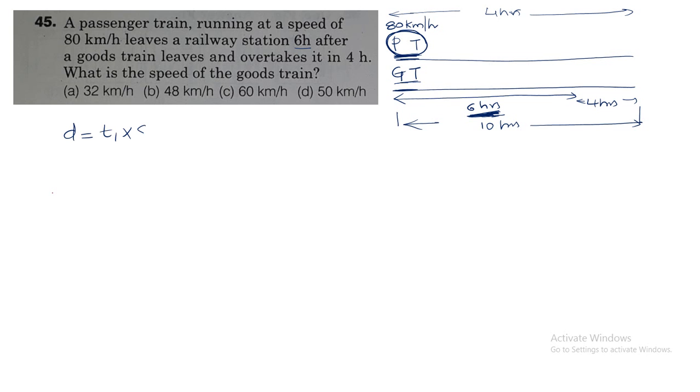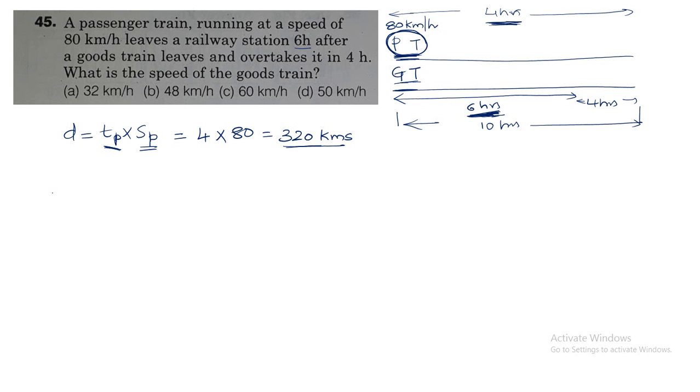So distance is equal to, what is the formula? Time into speed. Here I am going to take the time and speed of the passenger train. What is the time traveled by the passenger train? It totally traveled 4 hours, into what is the speed of the passenger train? It has given 80. That means 4 8s are 32, so it has traveled 320 kilometers. It has traveled 320 kilometers in 4 hours.